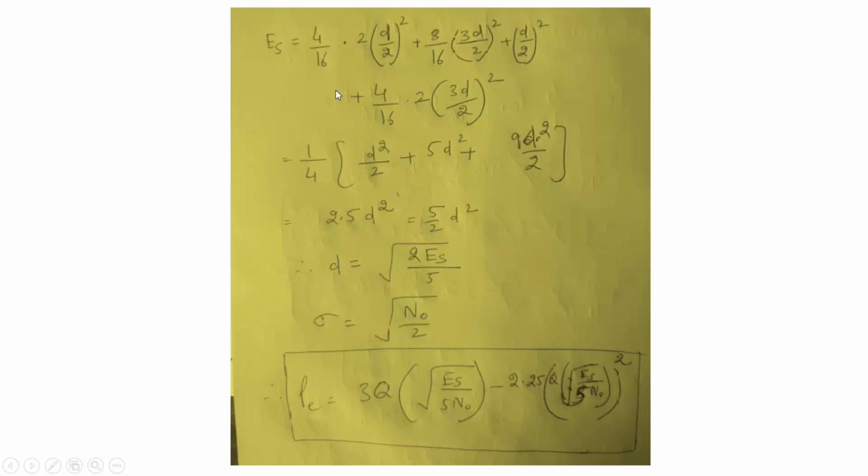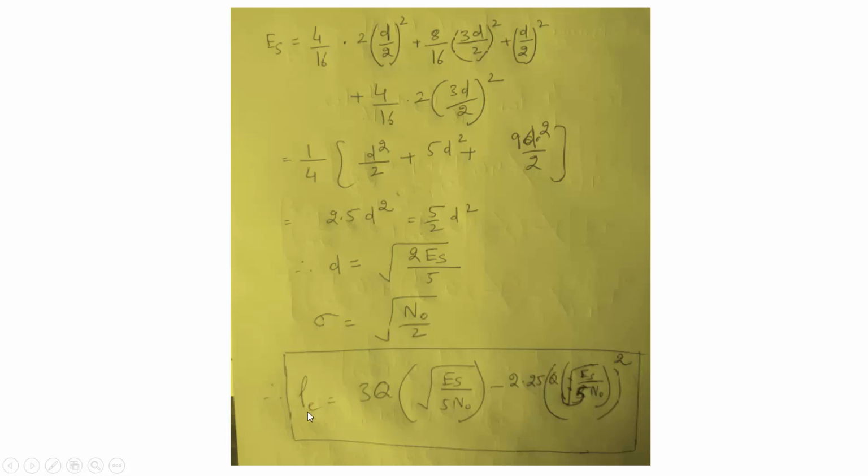If you solve it, you will find that it is 1 by 4 times d square by 2 plus 5d square plus 9d square by 2. Ultimately, it will be 2.5 d square, so it is 5 by 2 d square. So what is d equal to? d equals under root of 2 Es divided by 5. And sigma is under root of N naught by 2, which is the noise standard deviation.